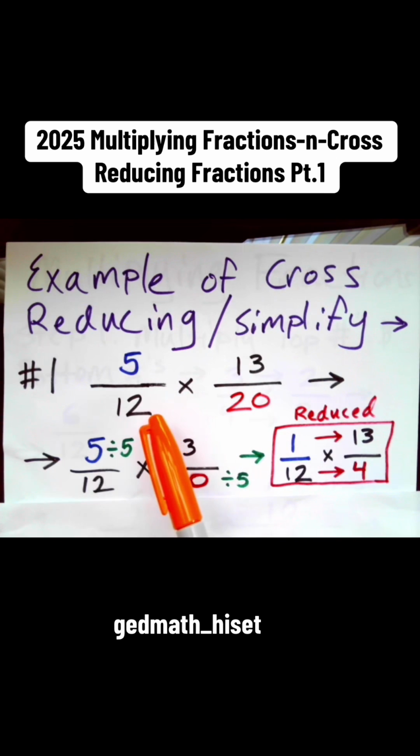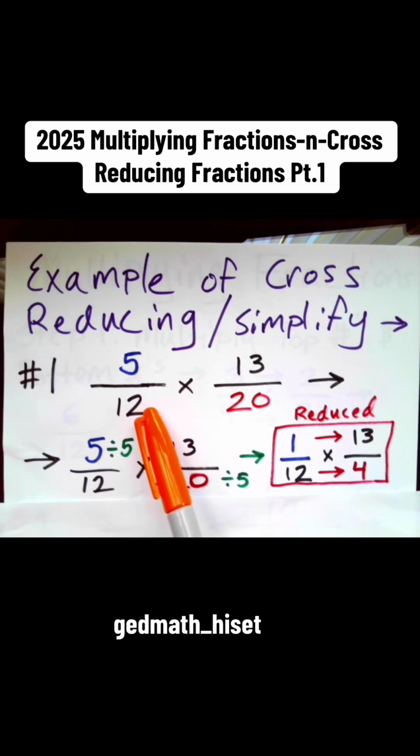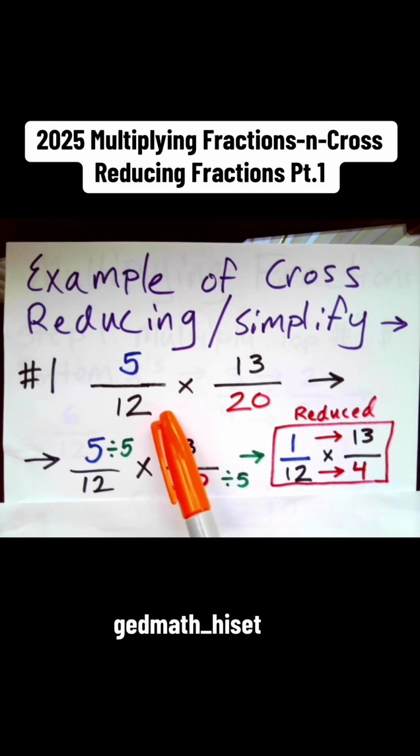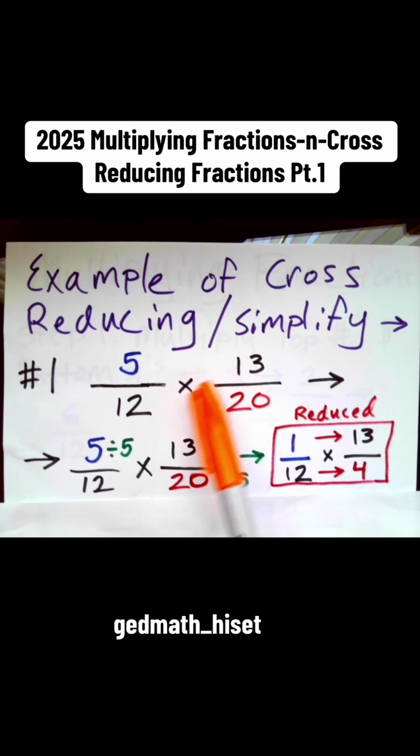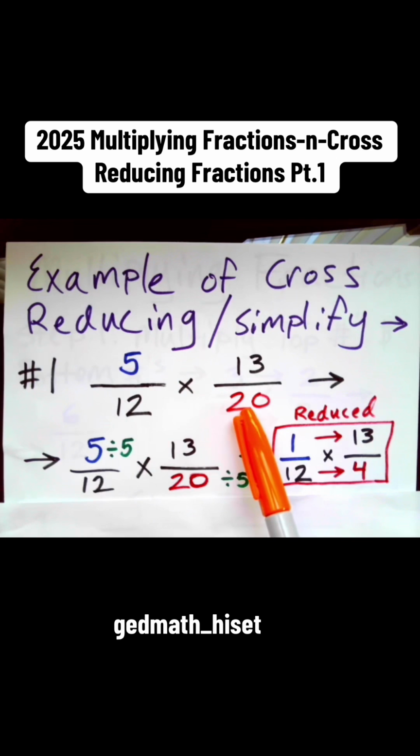What do I mean by that? Well, the same number can be divided into both of these terms and give you no remainder, except 1. I can divide 1 into 12 and 13. And that's it. That's the only number they share that would divide equally without a remainder into both of these terms. Now I'm going to look at the 5 and the 20.